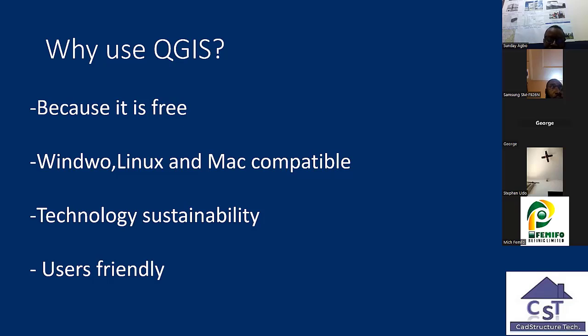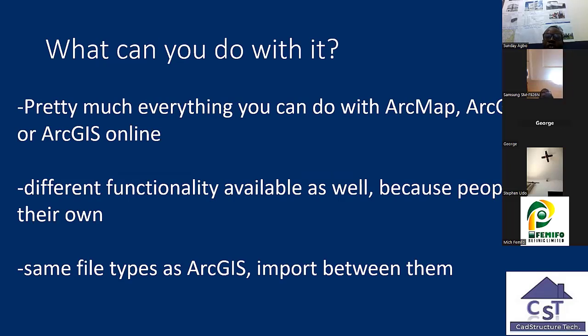Okay, it's user friendly. Now, what can you do with it? We can do everything with QGIS. If you used ArcMap or ArcGIS before, anything that you can do with ArcGIS, you can do with QGIS. It has different functionality available. That is what I mean, as I explained when we talked about plugins. You download the plugin based on your own field or what you want to do. Okay. The same file type as ArcGIS, so you can import between them.